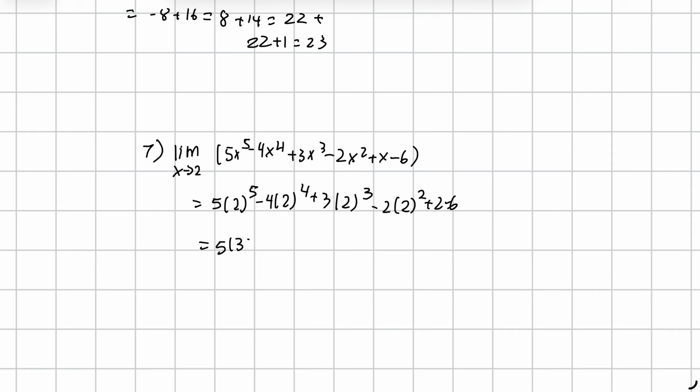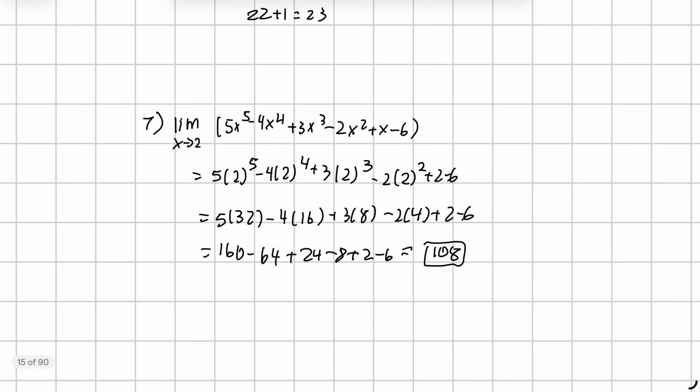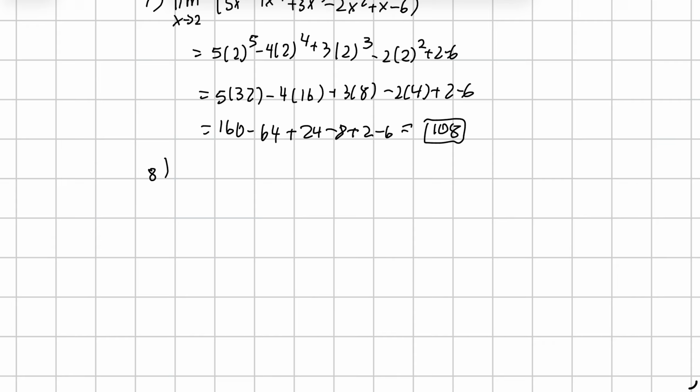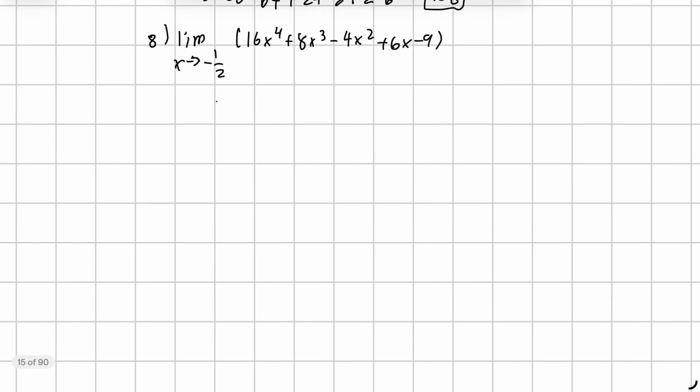That's going to be 5 times 32 minus 4 times 16 plus 3 times 8 minus 2 times 4 plus 2 minus 6. 160 minus 64 plus 24 minus 8 plus 2 minus 6 is 108. So now let's do the limit as x approaches negative 1/2 of 16x to the power of 4 plus 8x cubed minus 4x squared plus 6x minus 9. So we're substituting all of our x's with negative 1/2.